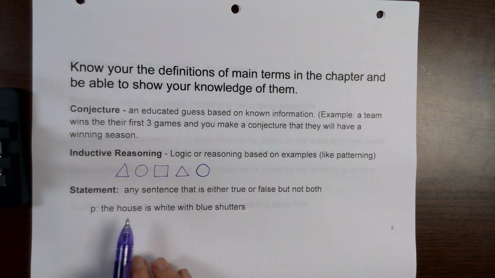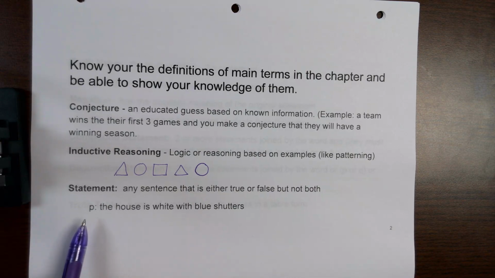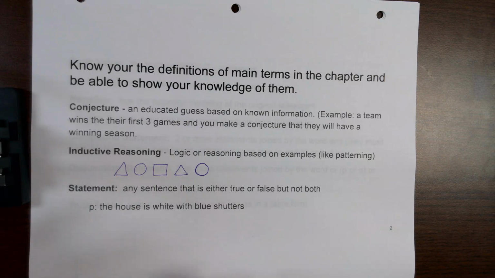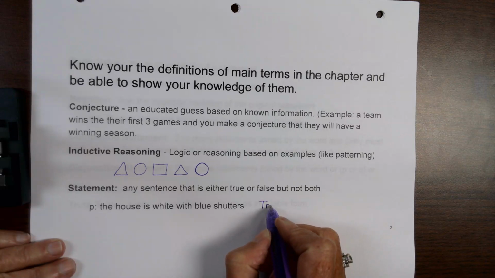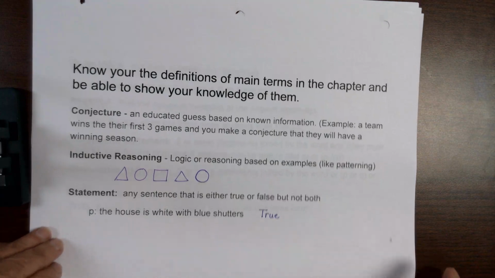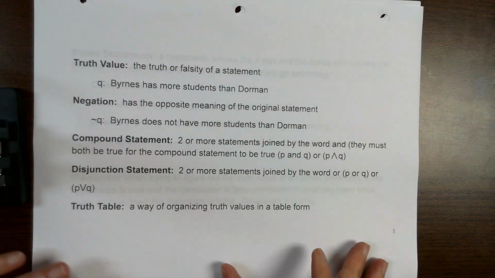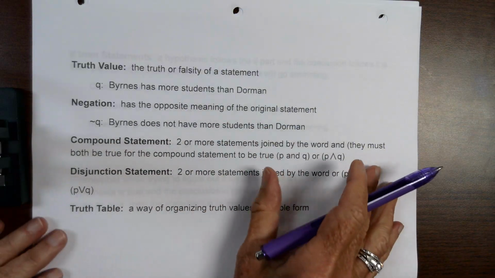A statement is any sentence that is either true or false, but it's not both. Here's statement P. They're always known by a letter. The house is white with blue shutters. Now, that happens to be a true statement because my house is white and it has blue shutters. So the truth value, which is the next thing, the truth value of that statement is true. Now, the truth value of a statement can also be false.